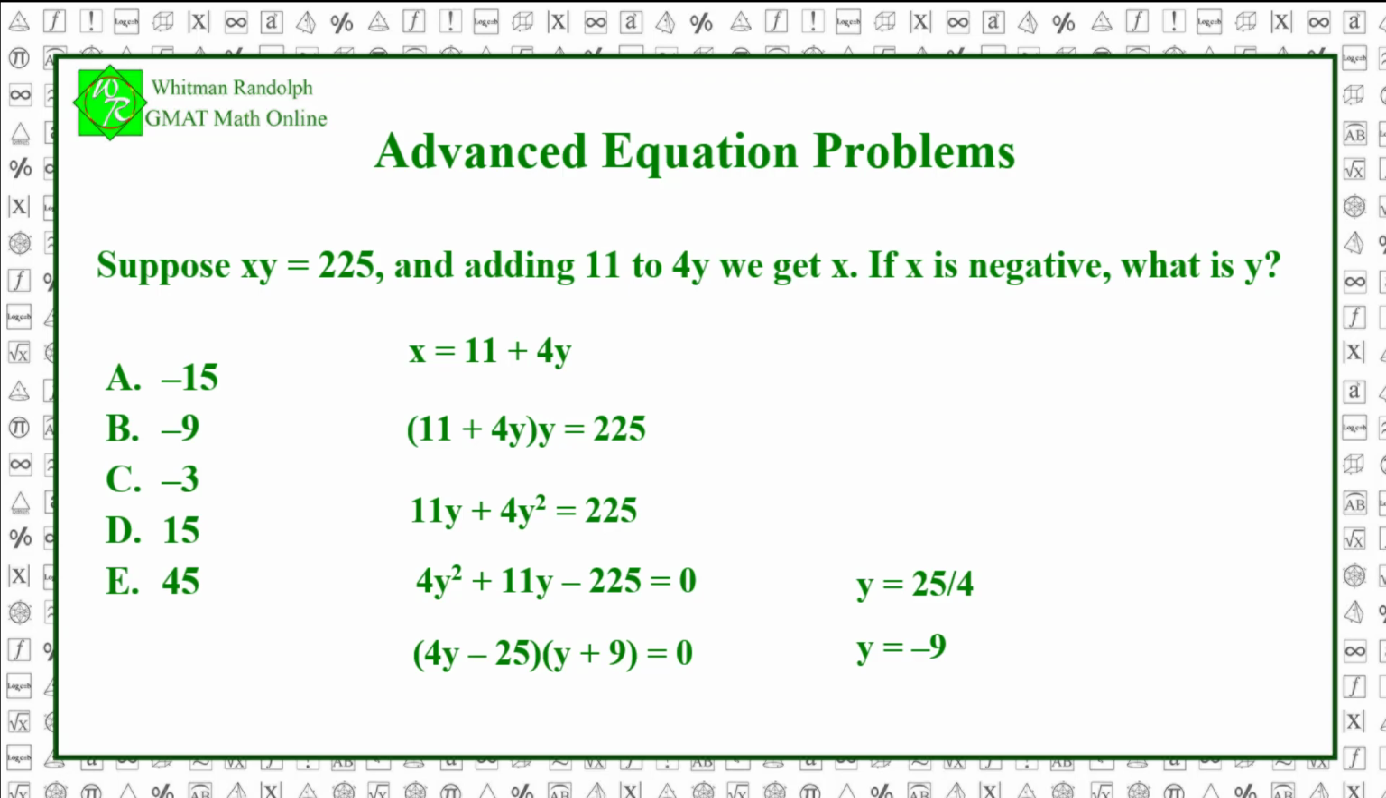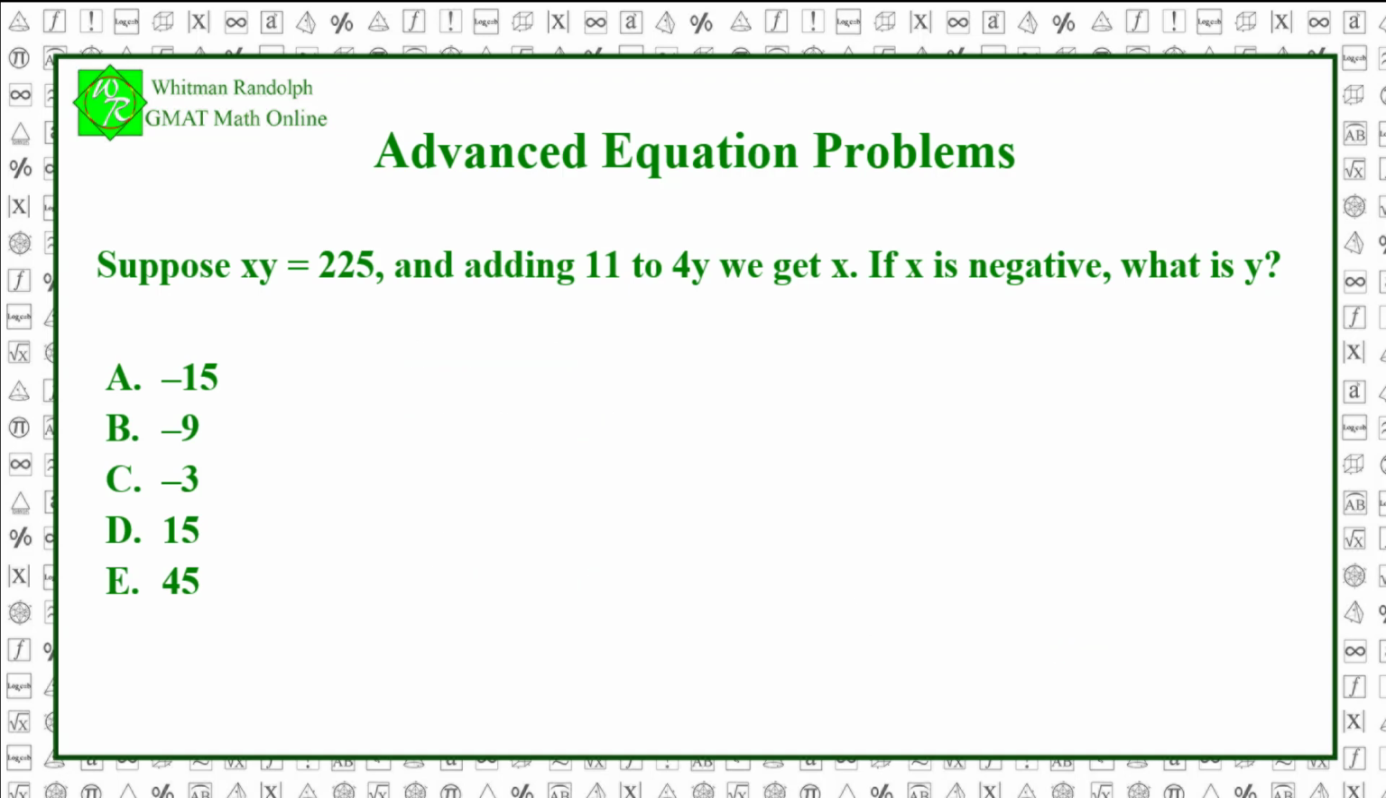Since x is negative and xy equals 225, then y must be negative also. Therefore, we choose the root y equals minus 9. Since xy equals 225, then x equals minus 25. Also, 4y plus 11 equals 4 times minus 9 plus 11, which equals minus 36 plus 11, and that equals minus 25, which is x.